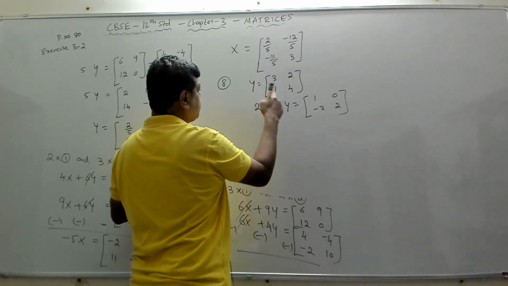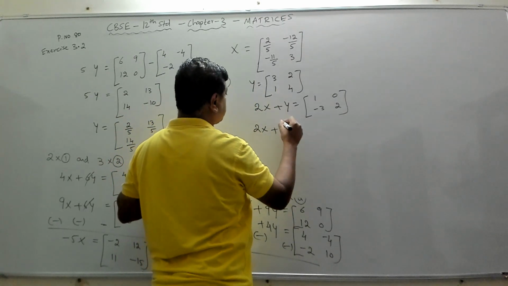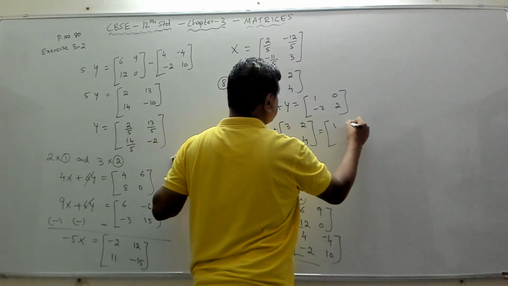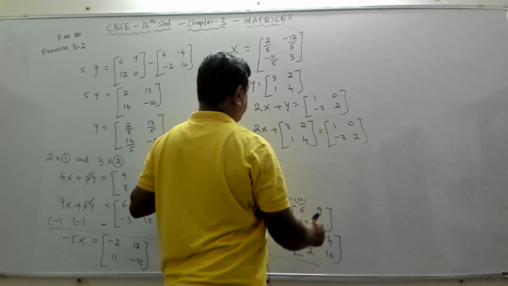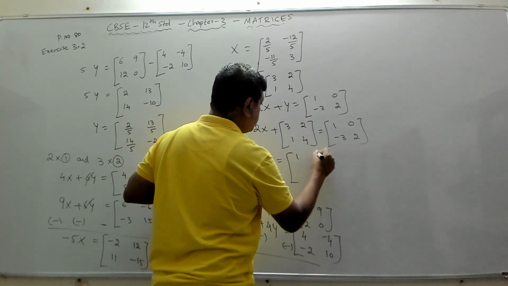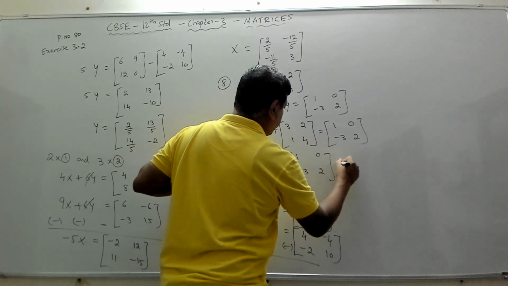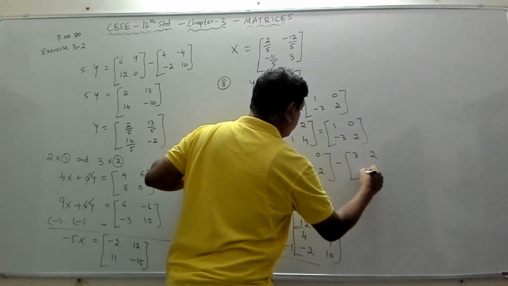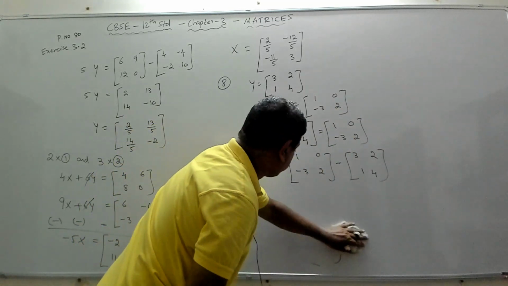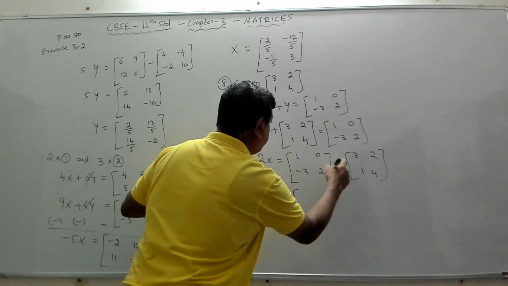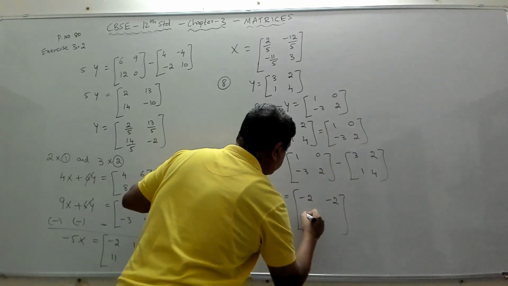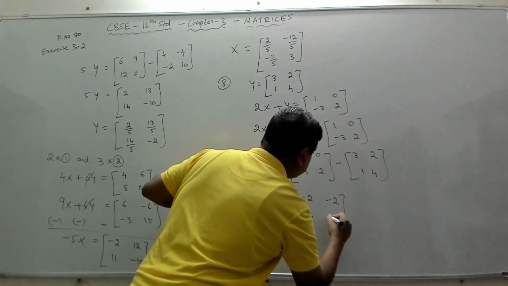So again, we'll substitute y here. So 2x plus y is this matrix, which is 3, 2, 1, 4, equal to 1, 0, minus 3, 2. Right? So your 2x becomes, this matrix goes to the other side, it becomes negative. So 1, 0, minus 3, 2, minus 3, 2, 1 and 4. So if you subtract both, you get 1 minus 3 is minus 2, 0 minus 2 is minus 2, then minus 3 minus 1 is minus 4, 2 minus 4 is minus 2.